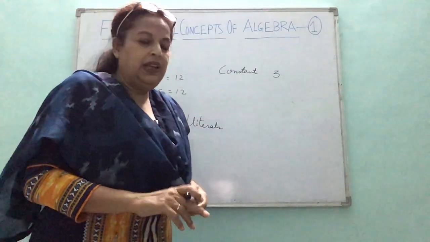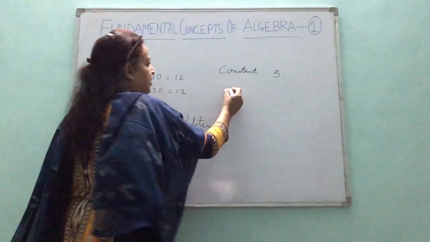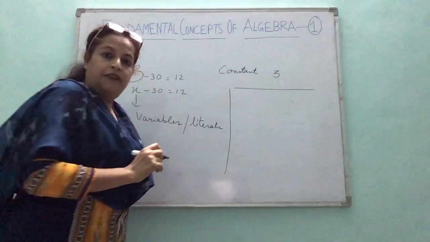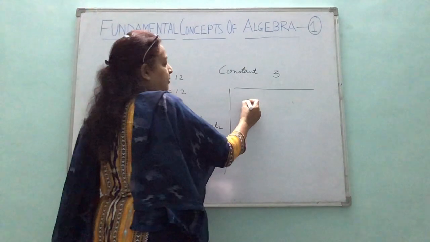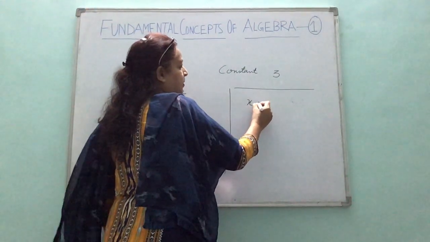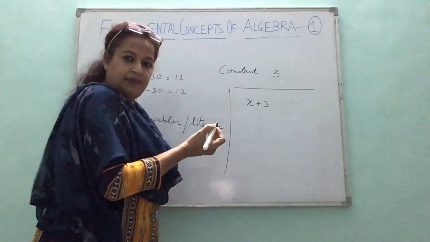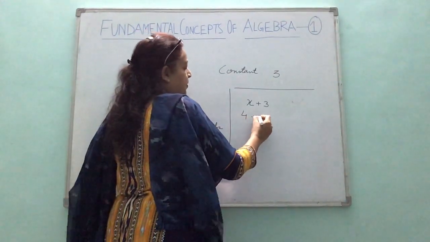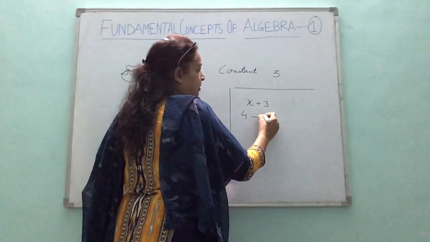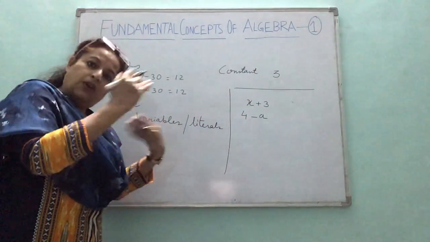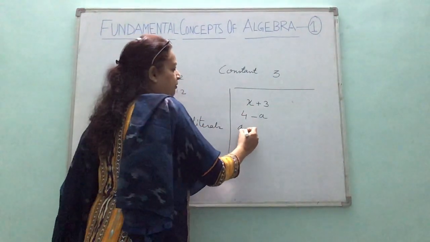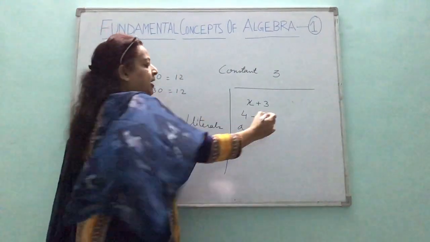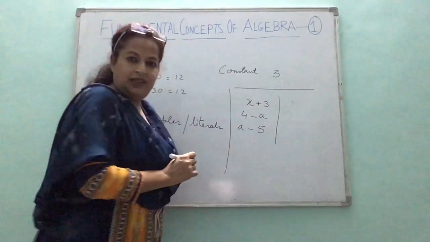Now, in algebra there is a certain format. If I have to add a variable and a constant, we'll put a plus sign, just like in arithmetic. If I have to subtract a variable from a constant, or a constant from a variable, we'll put minus. Multiplication is slightly different.